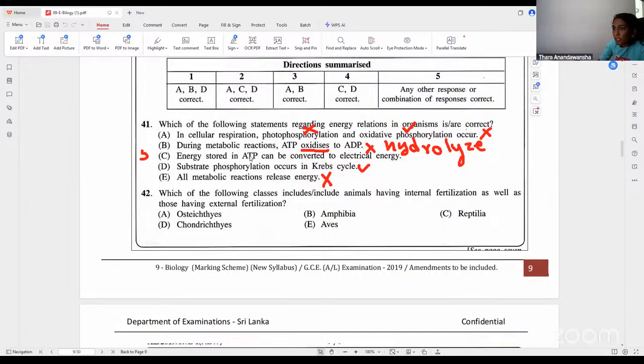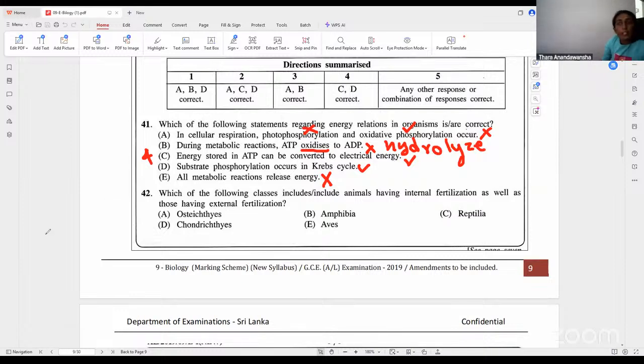C statement I didn't read. Energy stored in ATP can be converted into electrical energy here. So answer C and D both are correct. So here the correct answer is answer number 4. Okay, sorry.